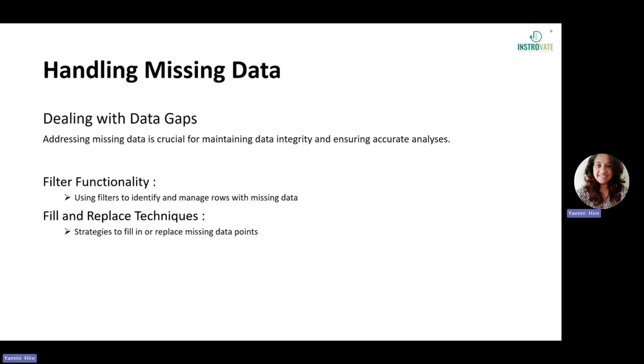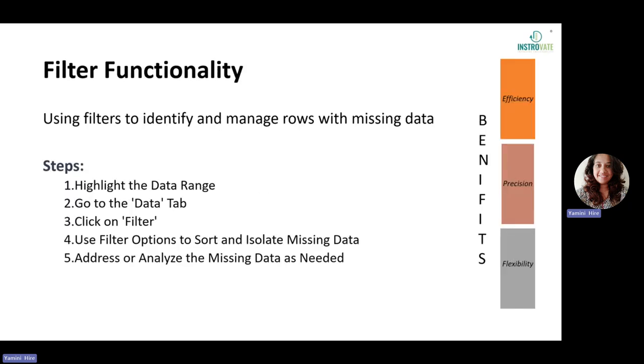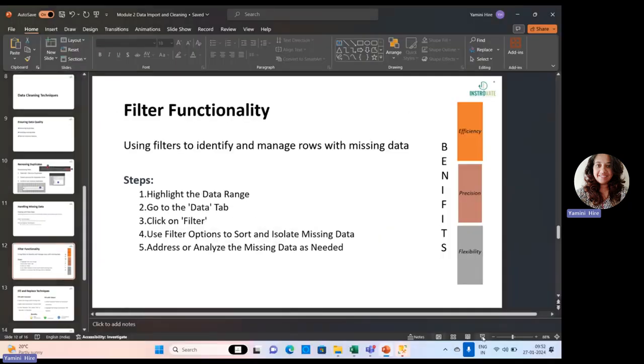Next is handling the missing data. There are different methods to handle the missing data, so we can deal with those data gaps. Addressing the missing data is very crucial for maintaining data integrity and ensuring accurate analysis. In this you can choose the filter functionality, where you can identify and manage the rows with missing data, or you can use fill and replace techniques. I will explain in more detail in module 3, but now I'm showing you the basic thing. The first one is the filter functionality.